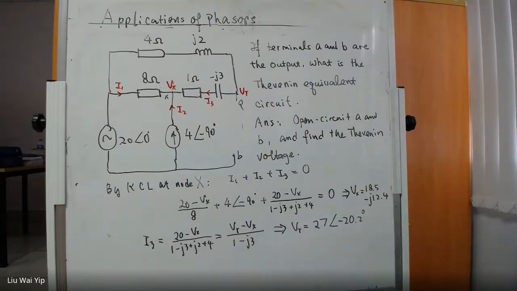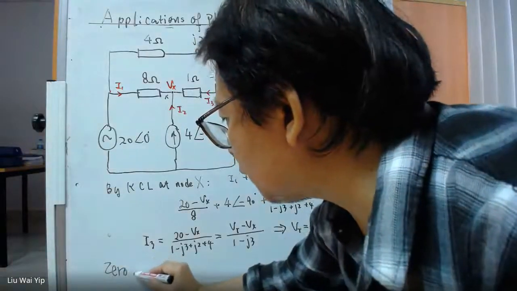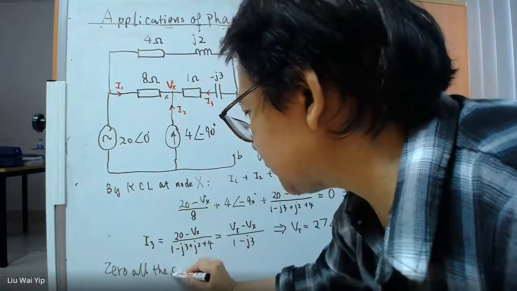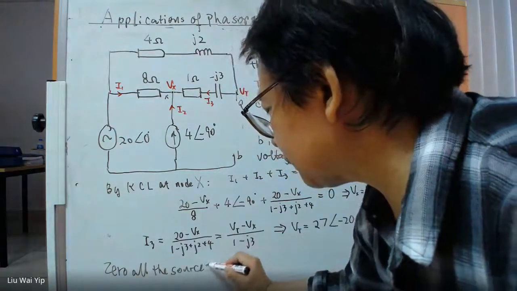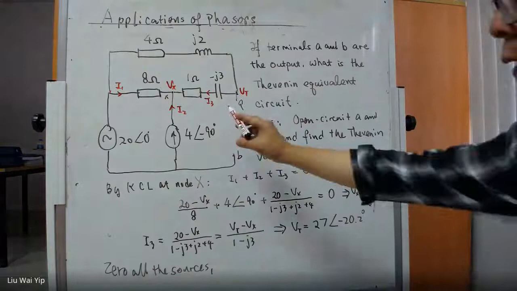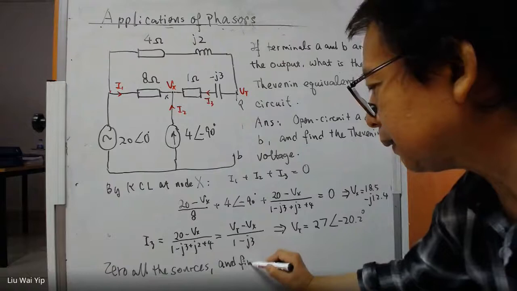How about step two? Step two is to zero all the sources and then find the impedance across AB. So step two, zero all the sources, and find the impedance across AB, find ZT.